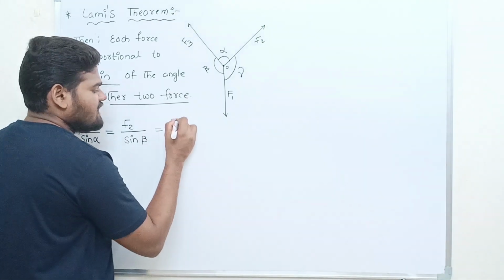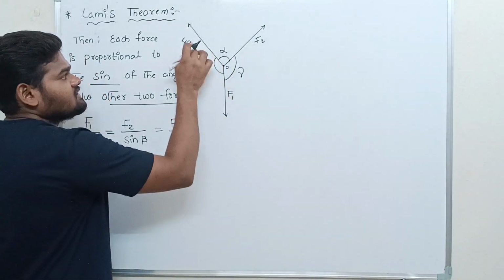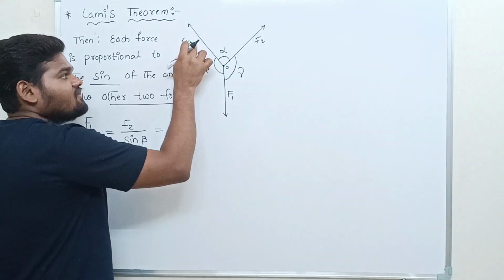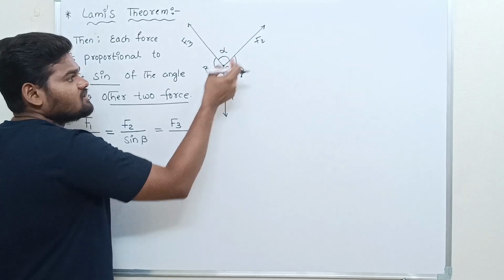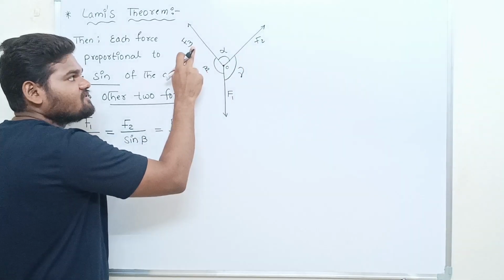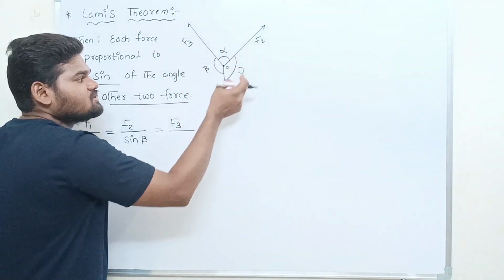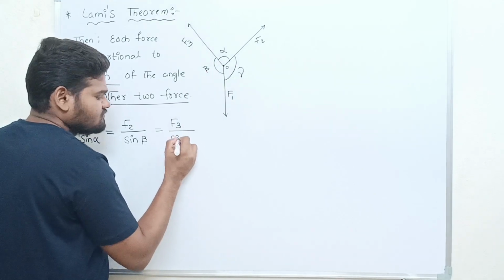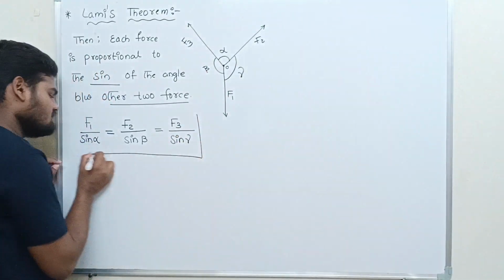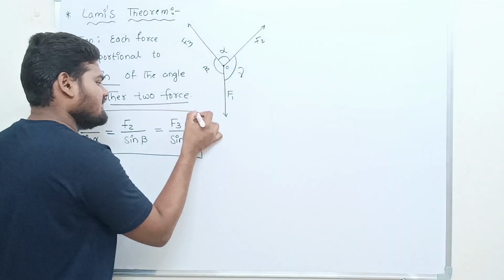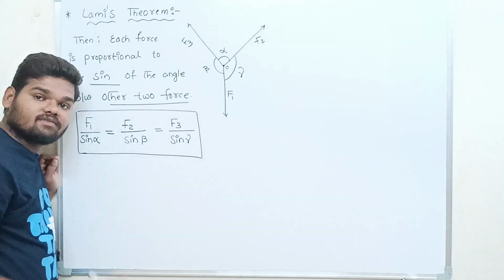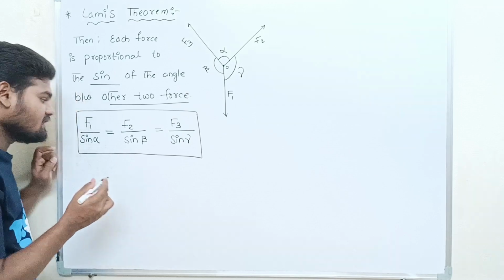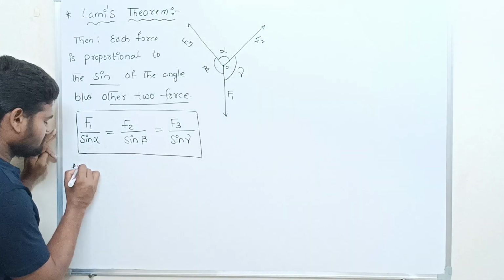Third one. F3 divided by, so this is the force F3. Each force is proportional to the sine of the angle between the other two forces. F2 and F1 are the other forces. What is the angle between these two? Gamma. That's it. So this is called what? Lami's theorem. Are you getting it?